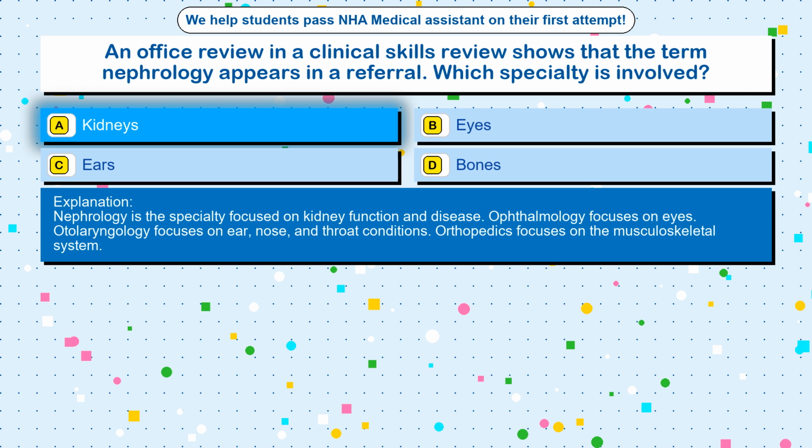Nephrology is the specialty focused on kidney function and disease. Ophthalmology focuses on eyes. Otolaryngology focuses on ear, nose, and throat conditions. Orthopedics focuses on the musculoskeletal system.